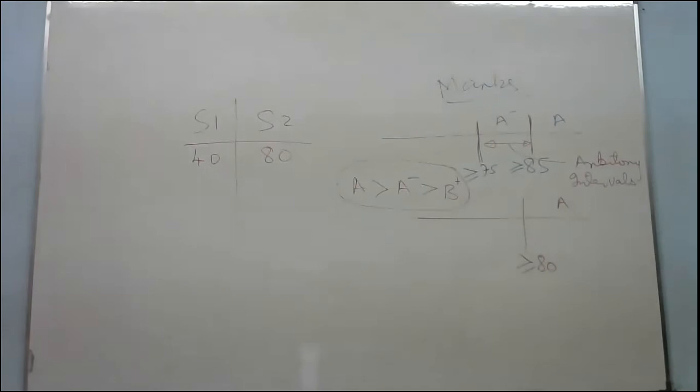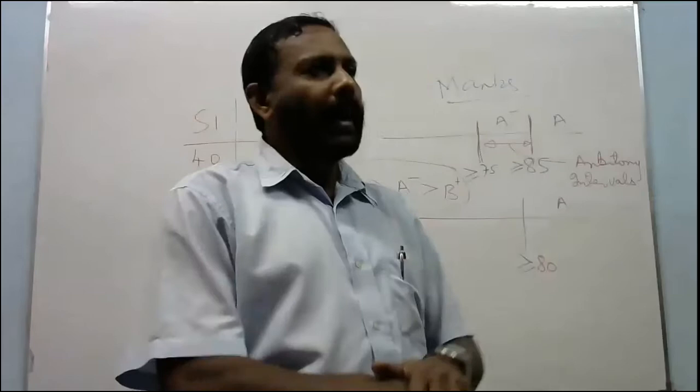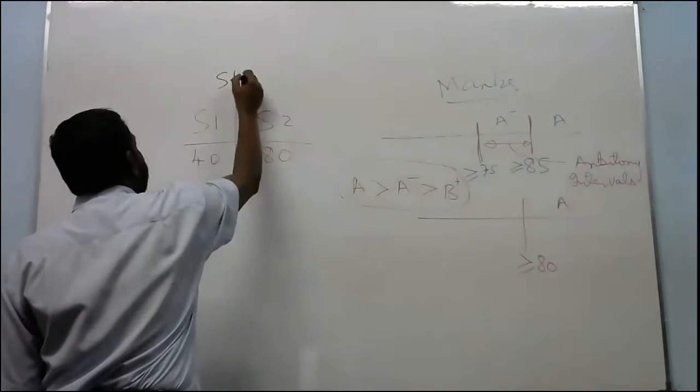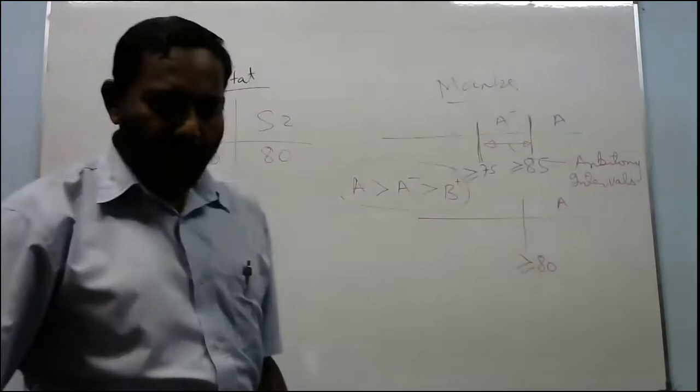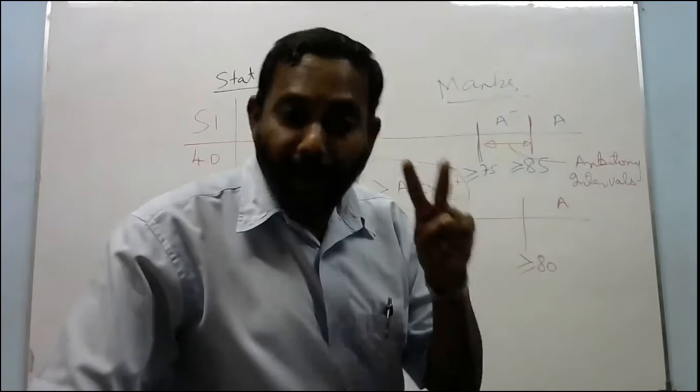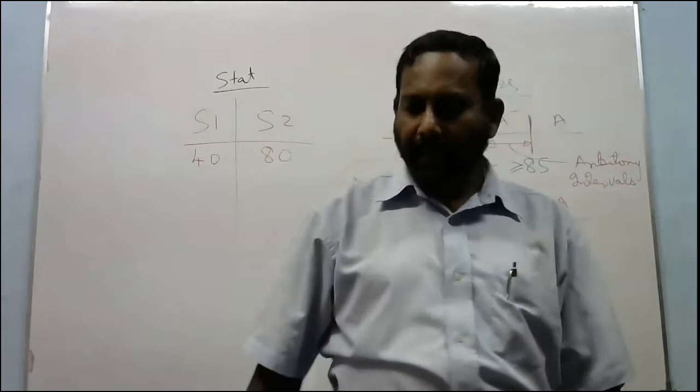Why can't we say like that? You are right, only measured one parameter. Yes, once again, only measured one parameter. No, I am asking, after measuring the one parameter, let's say this is statistics. So the first person got 40 marks, the second person got 80 marks. Can I say the second person is having twice the knowledge of statistics as the first person? That is my question. Yes or no?